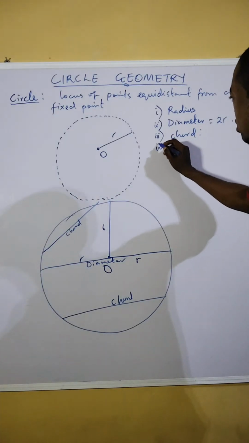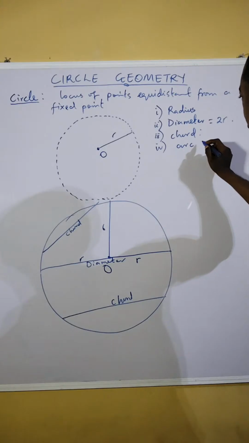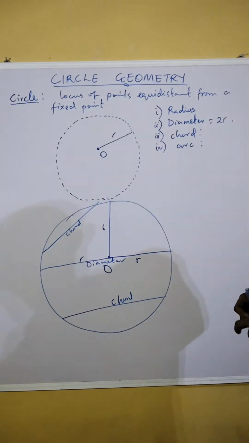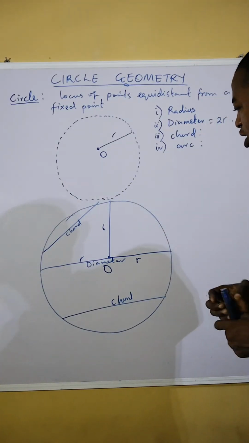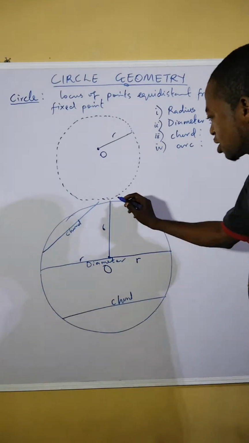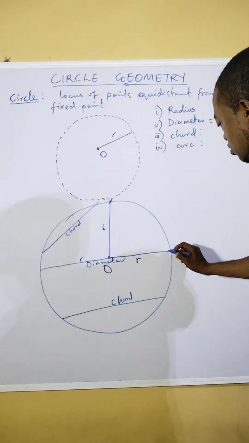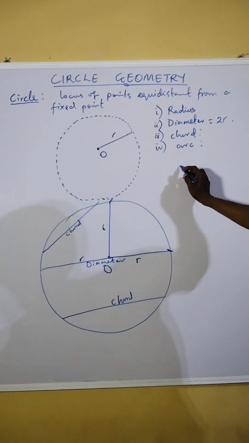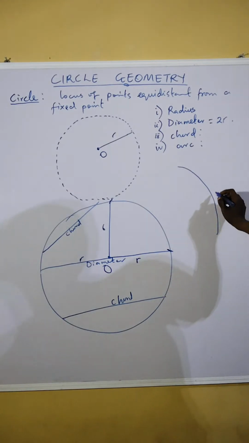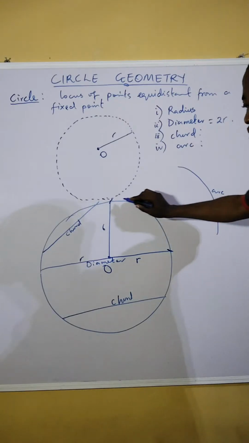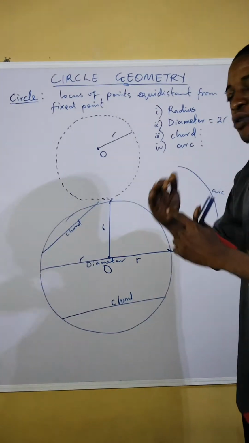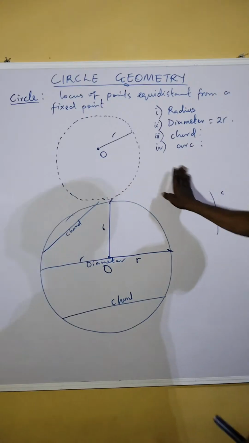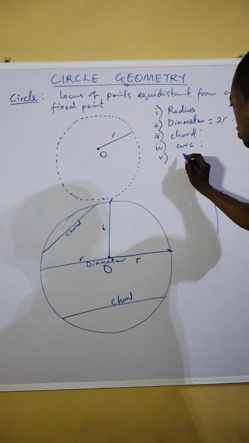And number 4, let's consider what is called an arc. An arc is a part of the circumference. We can cut any part of the circumference, and that will be an arc. For instance, when we cut from this place to this place, it looks like this. So this is what is called an arc of a circle. A part of the circumference cut is what is called an arc. And also, we need to identify what is called a sector.